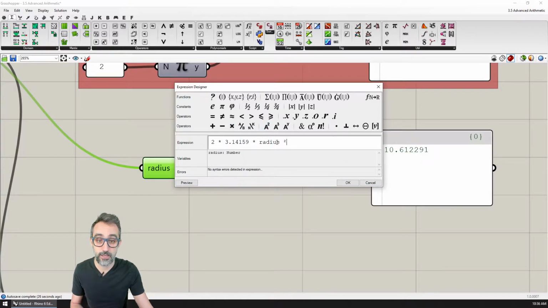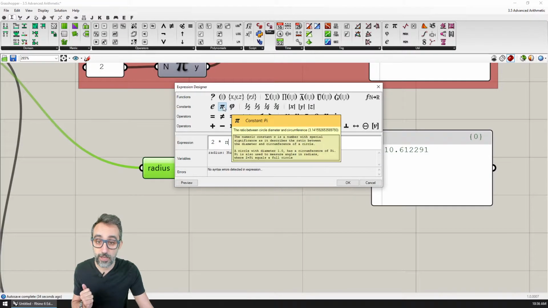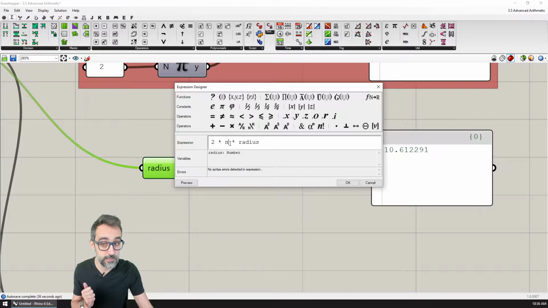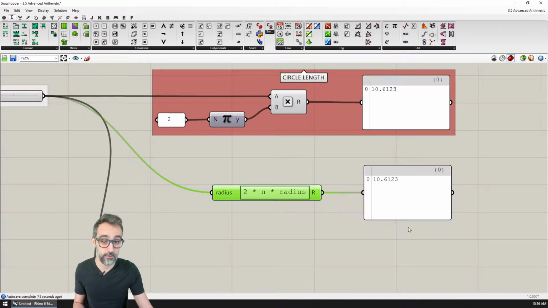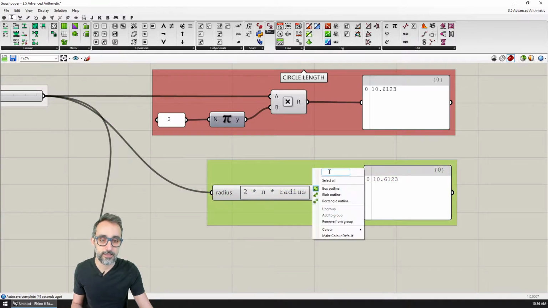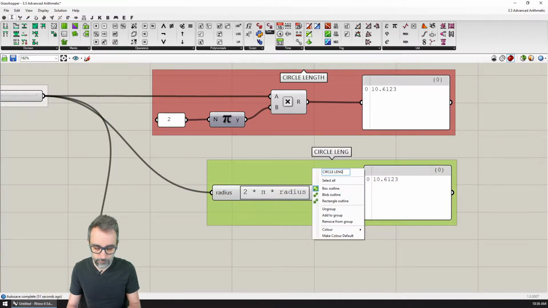Or if I press x to the 8 square, it gives me like a square operator. So what I can do is I can remove this, and I can click here to add the value of pi. And you can see that this symbol pi shows up, which contains a much closer approximation to that value. And now the two values are clearly identical. So now I can turn this into a group, and this is the circle length.